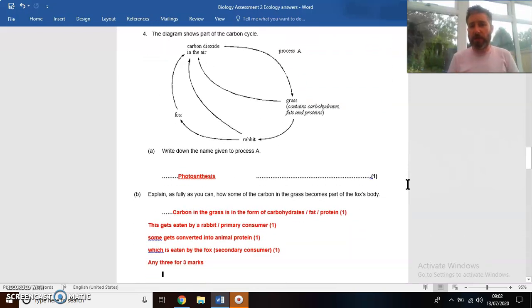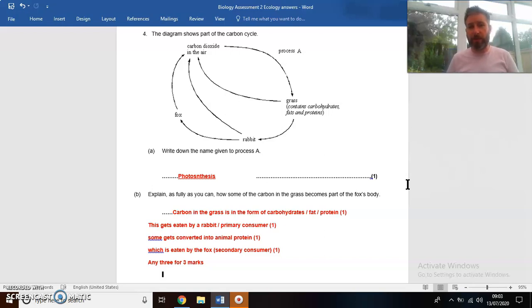And then we have a carbon cycle, and this shows the food cycle. So carbon dioxide in the air is taken in by grass. Process A is photosynthesis, which I have misspelt, and I will change before I send it to you. Explain as fully as you can how some of the carbon in the grass becomes part of the fox's body. So there's 3 marks for this, and there's a number of points there.